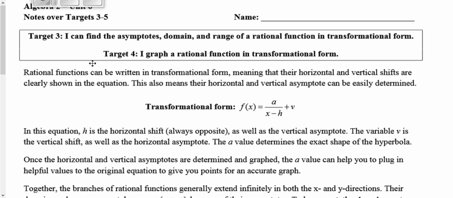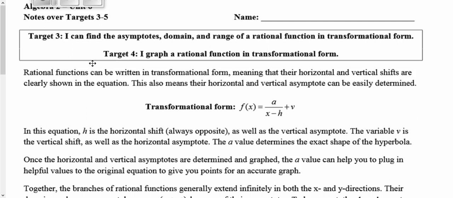Today we're going to cover targets 3 through 5, which sounds like a little bit of a lot, but it actually all goes together really nicely. So I'm going to talk about a few things that are written here, but ultimately as I go through examples, I'm going to hit all of these points that you see at the top of your notes. What we're going to do is graphing rational functions.